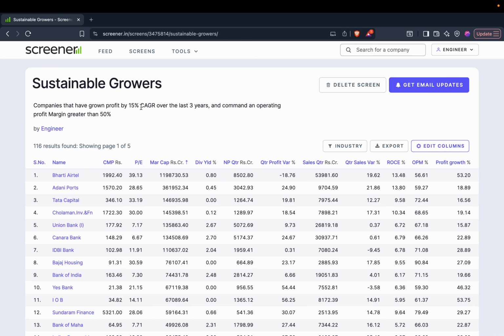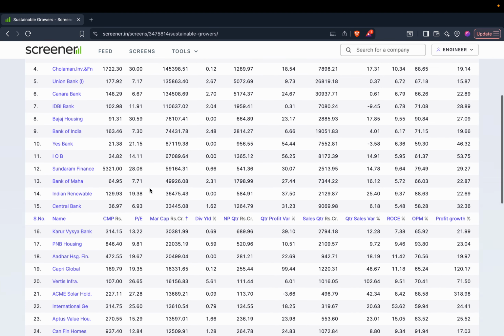Now, the thing is, companies that have grown profit by 15% CAGR over the last 3 years and command an operating profit margin greater than 50%. So, companies that have consistently grown, but they have saved their margins as well. So, there are companies like Bharti Airtel, Adani Ports, Tata Capital, Cholamandalam. I have sorted them based on market cap.